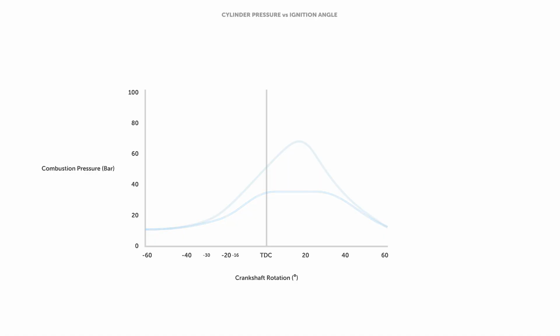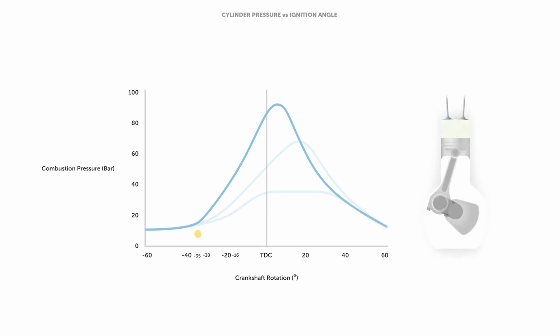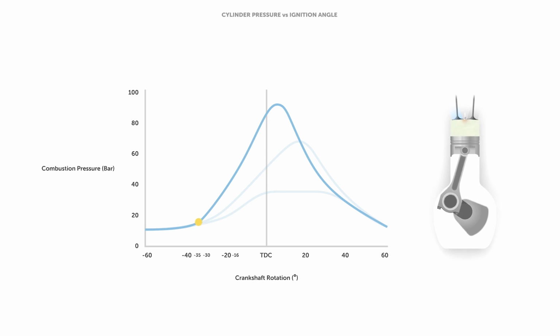Lastly, let's look at what happens if we start the spark event too early, which is known as advancing the timing. In this case, the spark event occurs 35 degrees before top dead center. Now we see the cylinder pressure begins rising while the piston is still moving up the bore. This becomes counterproductive since the pressure is now fighting against the piston, making it harder for the piston to make its way up to TDC.